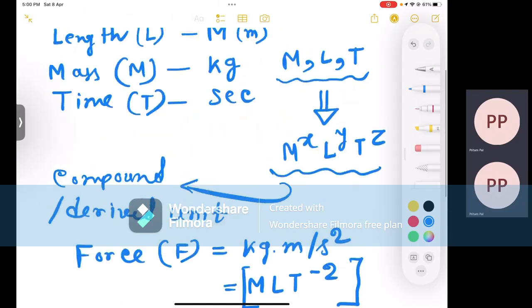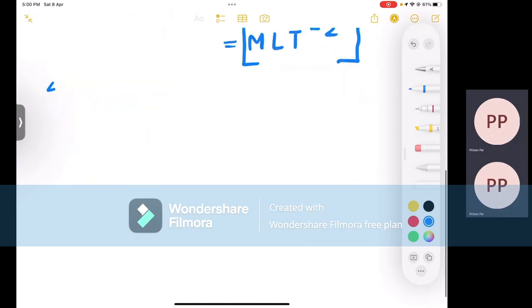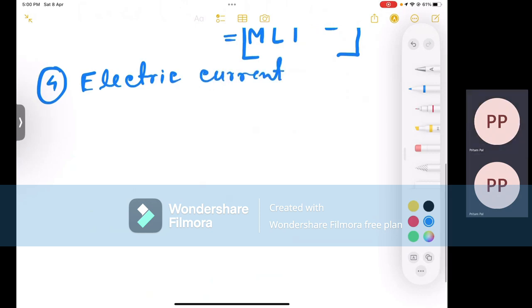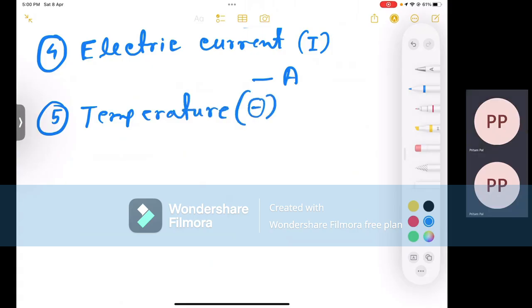Then we have the first one, the second one, the third one, and the fourth one is electric current. Its unit is ampere. Okay. Then we also have the temperature of the system. Temperature of the system, we can call it theta, and the SI unit is Kelvin, right?